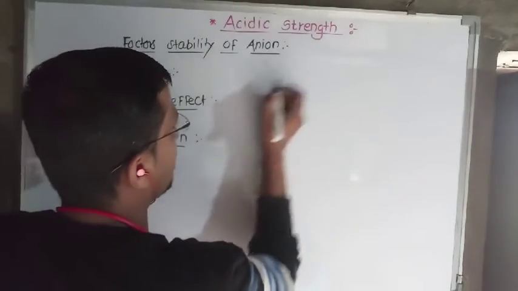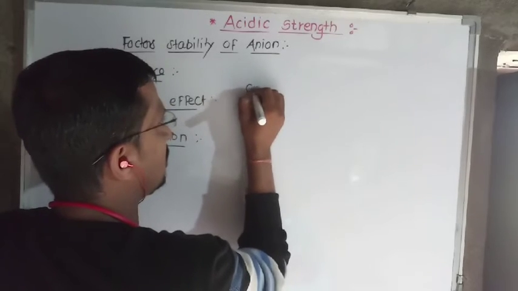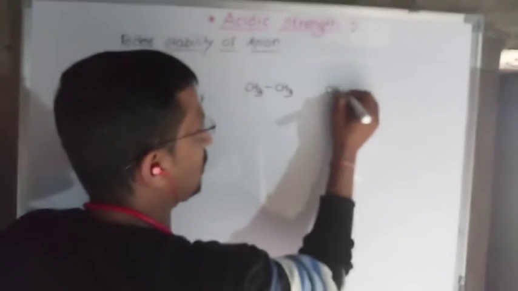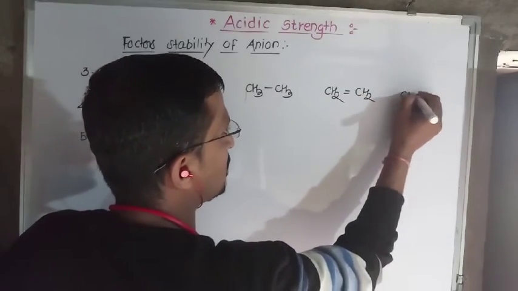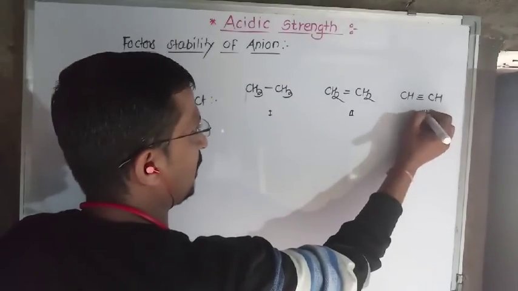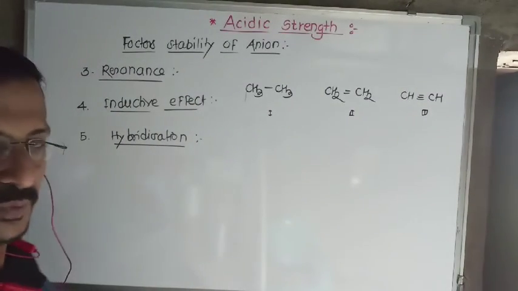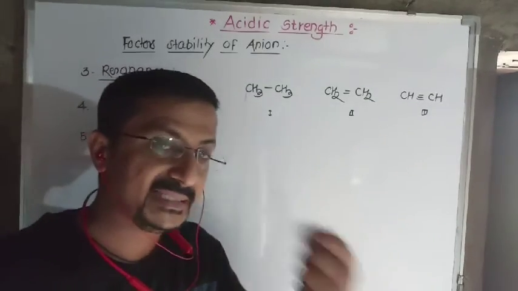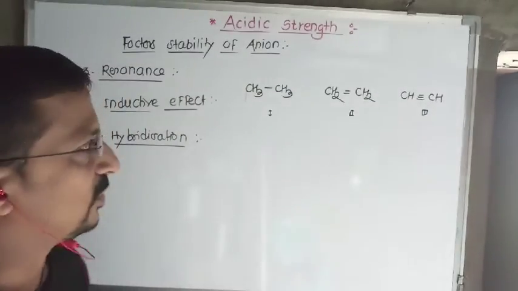If they ask a question like this, suppose it is CH3-CH3, CH2=CH2, and CH≡CH. From this first, second and third, which one is more acidic? Or which of these cases contains the more acidic proton, isn't it?